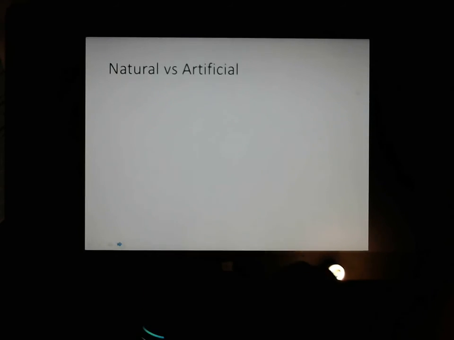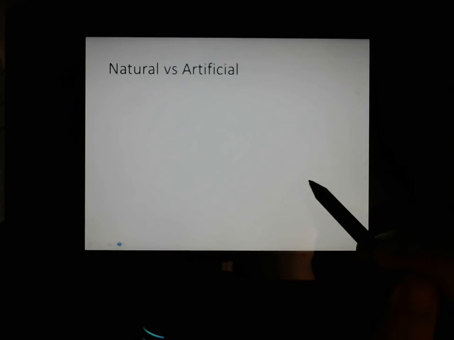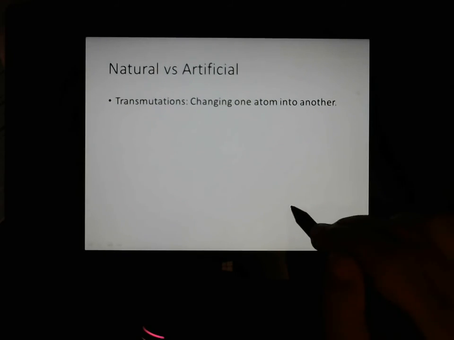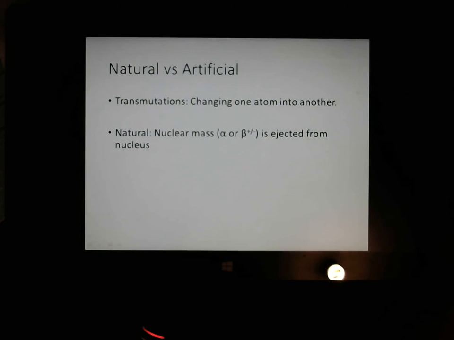The things you do need to be able to distinguish between these two, that is in the syllabus. Now remember, both of these involve transmutations. There is the change of one atom into another. It doesn't matter if it's decay or artificial transmutation, it's still a transmutation. Natural decay, though, always involves something being ejected, at least for the contents of our syllabus. Either it's going to be an alpha particle, a beta plus or a beta minus particle, but something comes out of the nucleus. It is losing mass.